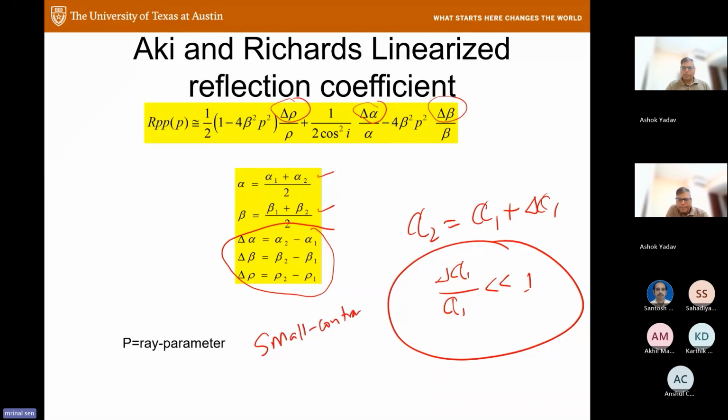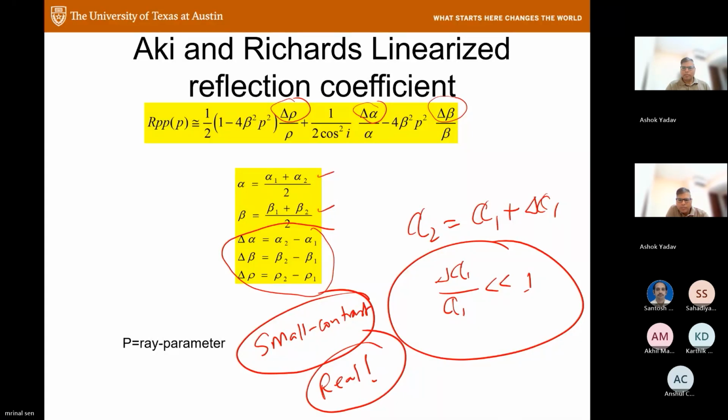And what does that imply? It's always real. There is no complex reflection coefficient for media with small contrast because it never gets post-critical, right? It never gets critical, it's very small, right?